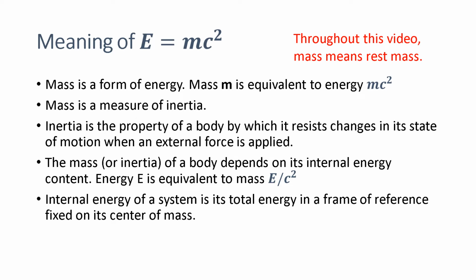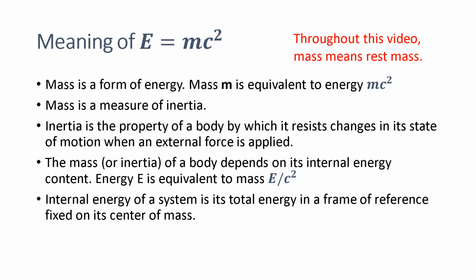The meaning of E equals mc² is that mass is a form of energy. Mass m is equivalent to energy mc². We know that mass is a measure of inertia. Inertia is the property of a body by which it resists changes in its state of motion when an external force is applied on it.